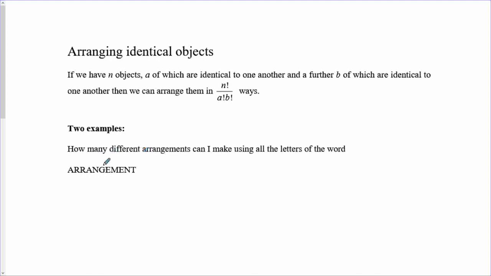So let's have a look. How many different arrangements can I make using all the letters of the word arrangement? Well, there's 1, 2, 3, 4, 5, 6, 7, 8, 9, 10, 11 letters. So I'm going to get 11 factorial, but then I need to divide by 2 factorial for the repeated A's, 2 factorial for the repeated R's, 2 factorial for the repeated E's, and 2 factorial for the repeated N's.